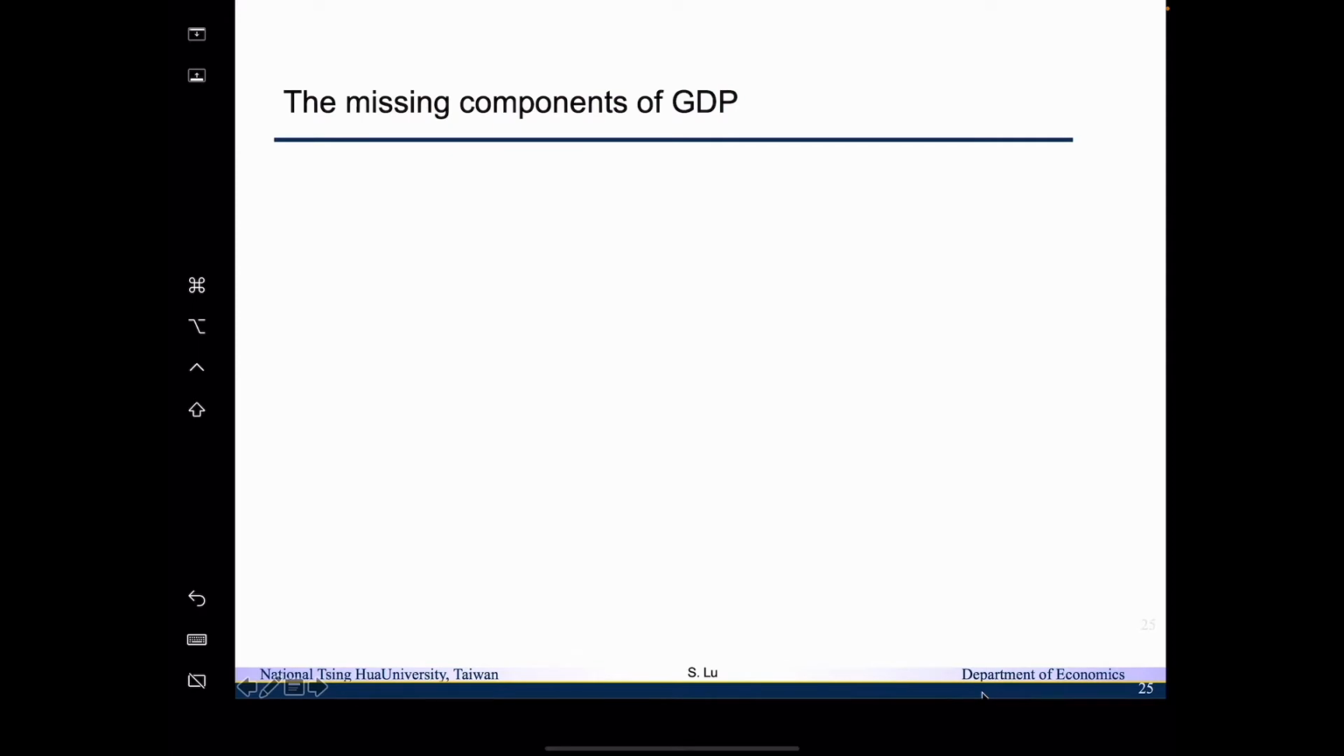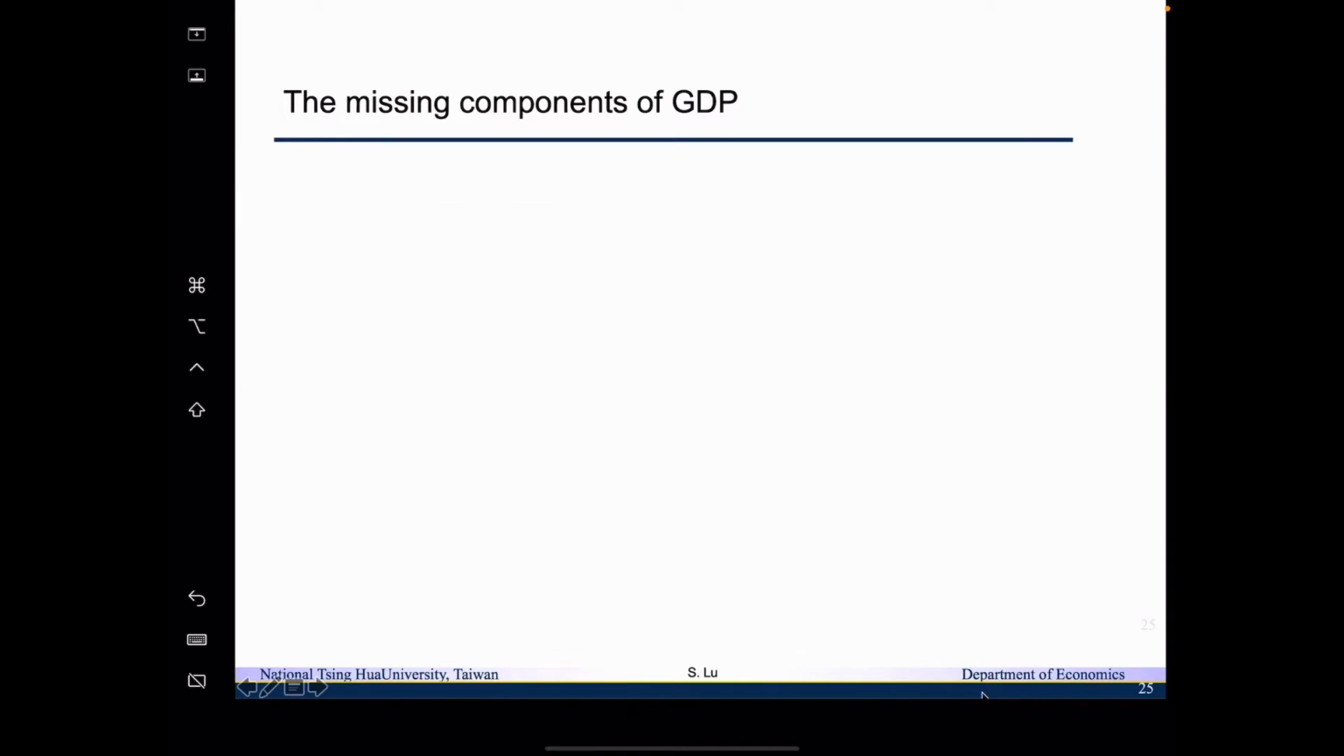So when we talk about GDP, we know GDP is a very important economic variable. We use that to describe the income of a nation or the economic performances of a nation. But somehow this measurement is not perfect because there is something that is not included in the GDP computation. So we want to discuss and think about what may be the missing components of the GDP. So to begin with, we want to wrap up the definition of the GDP.